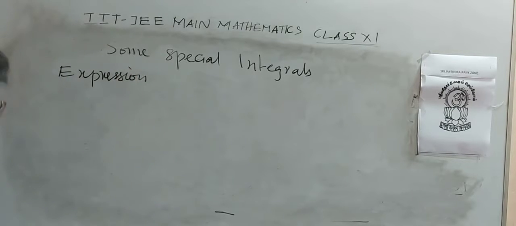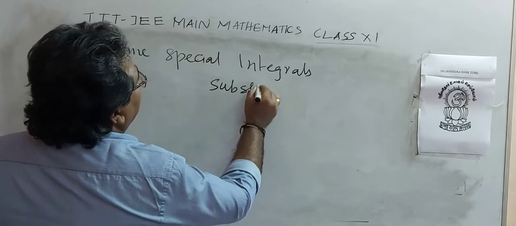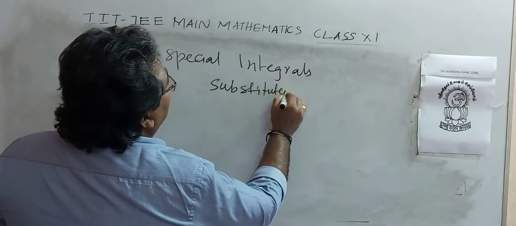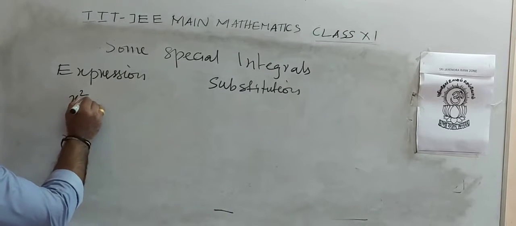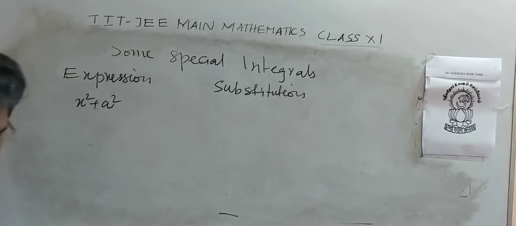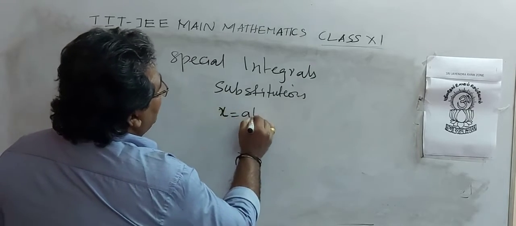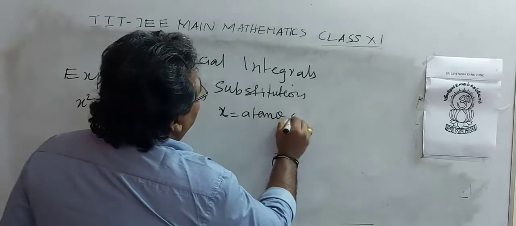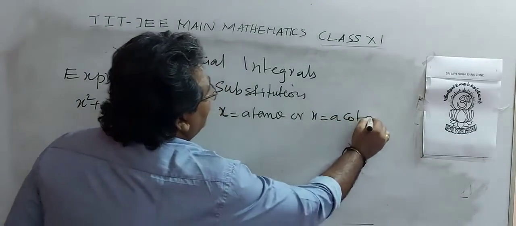Here, for the expression, the corresponding substitution: if we have a term like x squared plus a squared, we take x equal to a tan theta or x equal to a cot theta.